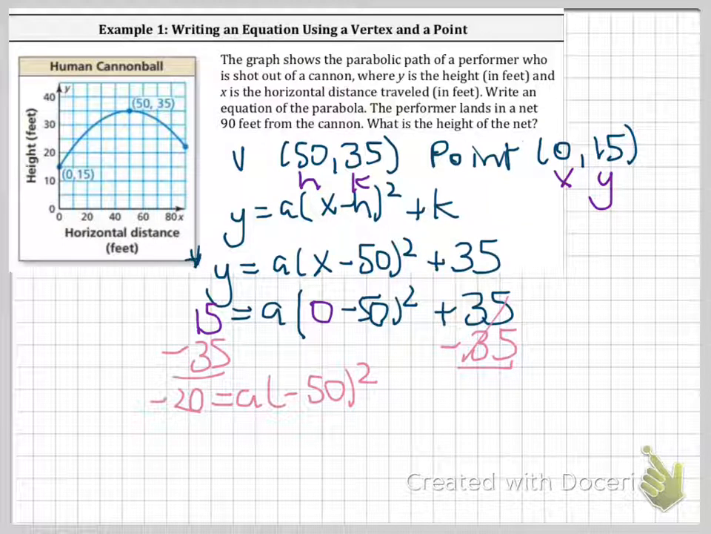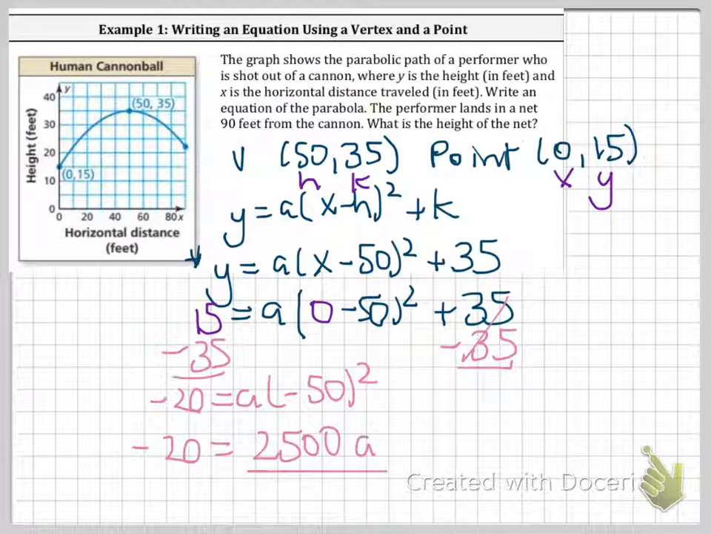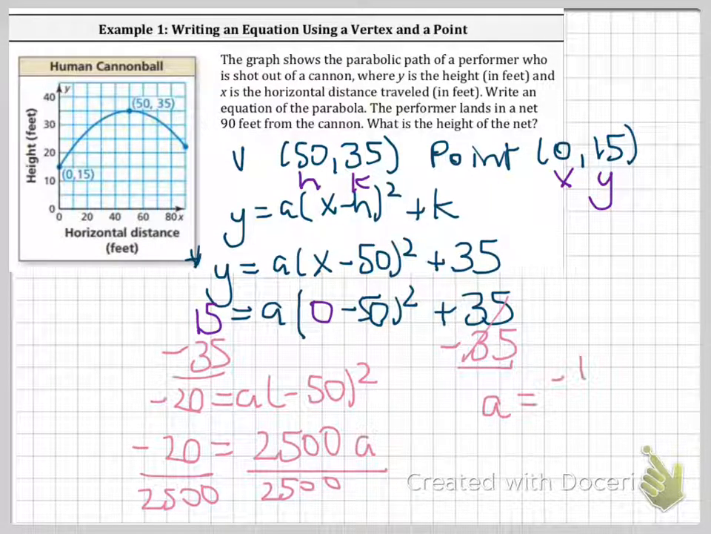So squaring, we get negative 20 equals 2500a. Then divide both sides by 2500, and so a will equal negative 1 over 125, or negative 0.008.